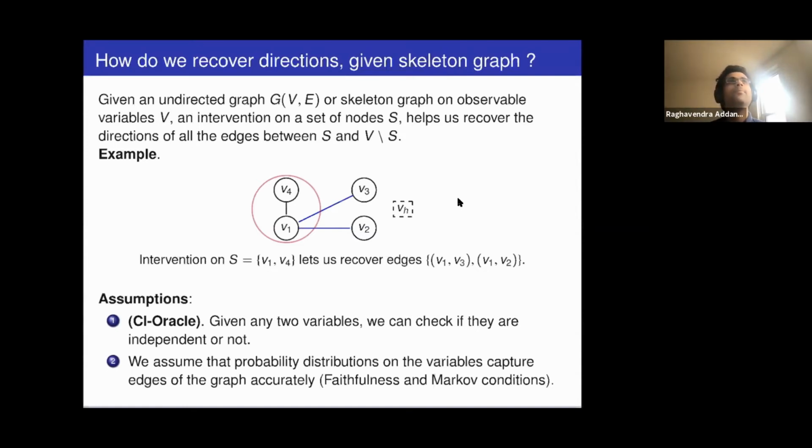The faithfulness assumption is contested in the causality community, wherein you say that these distributions capture the graph exactly, because of the noise thing you mentioned, and there has been some work trying to address this assumption, like moving away from faithfulness. So yes, in that way, using these interventions combined with these independence tests, we can recover the edges.